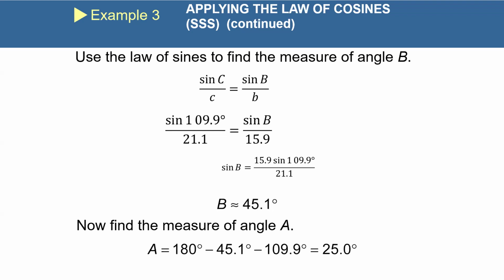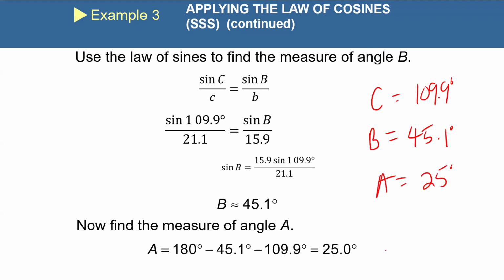So we've now solved for all three angles. We know that angle C equals 109.9 degrees, angle B equals 45.1 degrees, and angle A equals 25 degrees.